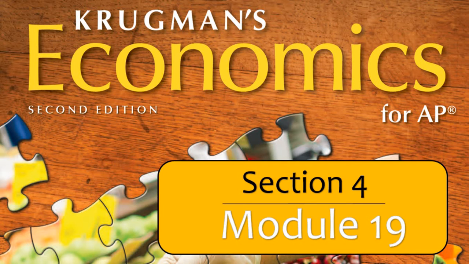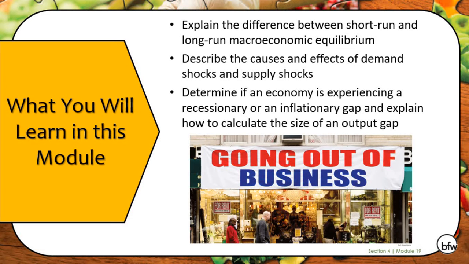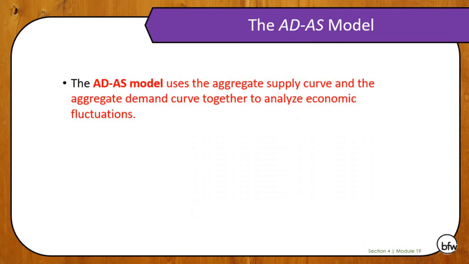In this lecture, we're actually going to put aggregate demand and aggregate supply together in order to make a super graph that is very important for AP Macroeconomics. You really can't do AP Macroeconomics without the aggregate demand, aggregate supply curve. The aggregate demand, aggregate supply model or graph uses the aggregate supply curve and the aggregate demand curve together to analyze economic fluctuations. That's why it's so important, because it gives us a snapshot of how the economy is doing.